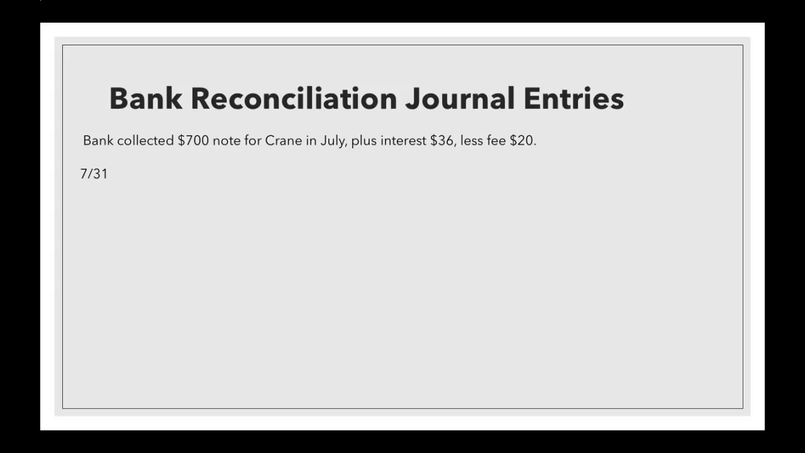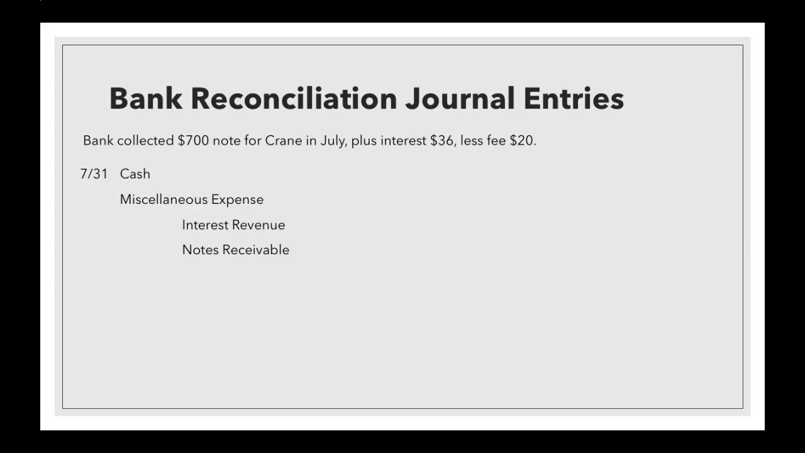How are we going to work through this? Well, we know that they collected a note for us. So we can credit our notes receivable because our notes receivable would be decreasing after they collected this note. There's this interest. We're making money with this interest, right? So it's going to be interest revenue. That's going to be a credit as well because revenues go up with credits. Then we have this fee. Whenever we see a bank fee, we're going to record that as a miscellaneous expense. So we'll debit our miscellaneous expense.